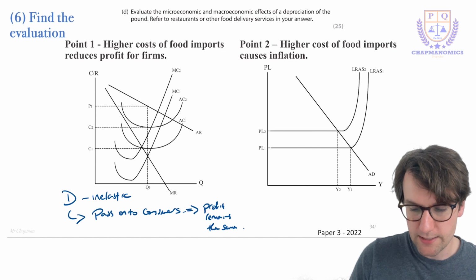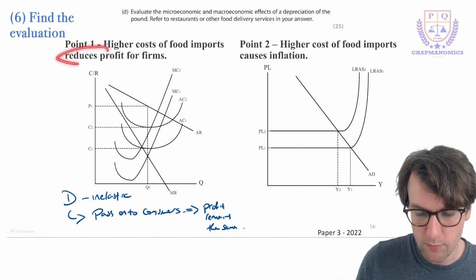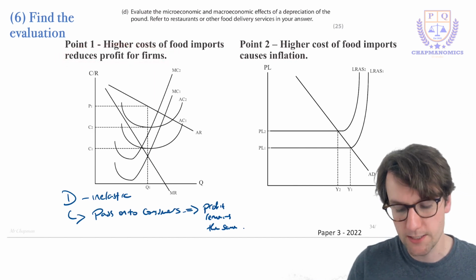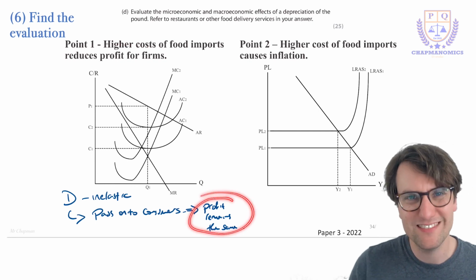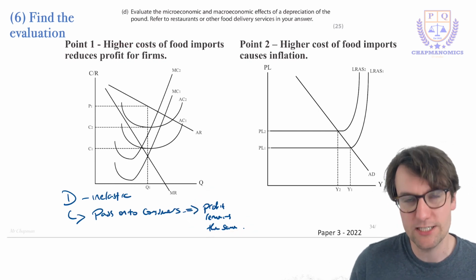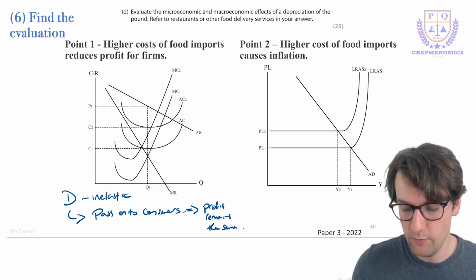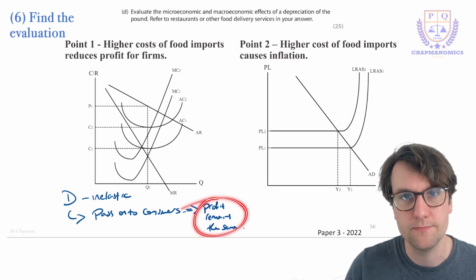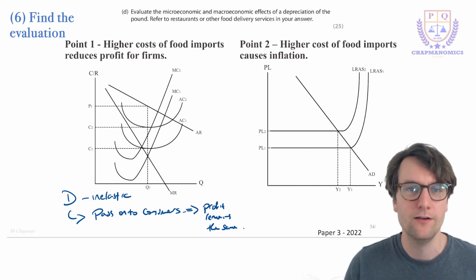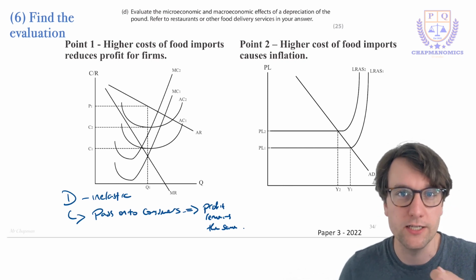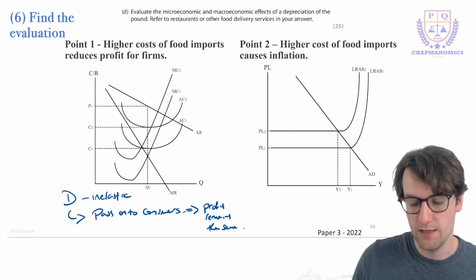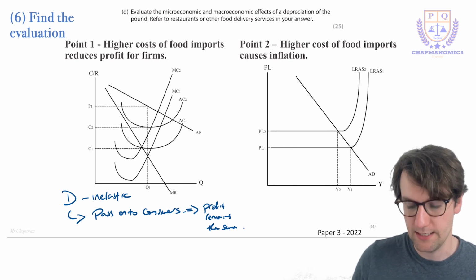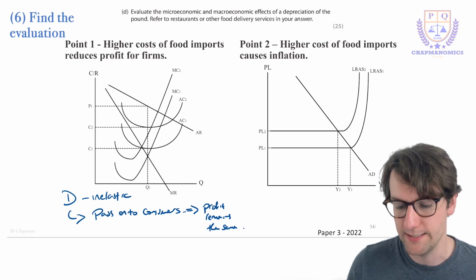And this is evaluating the point, because what I'm saying is that here we're going to reduce profits for firms, these higher costs. But here I'm actually going to say, I'm arguing against my point. I'm saying that actually in the real world, where we can push these additional costs onto consumers, well, profit is basically going to remain as is, right? Consumers are not going to behave rationally. They're not going to suddenly start cooking for themselves. Instead, demand here is very inelastic. And as a result, profit remains the same.